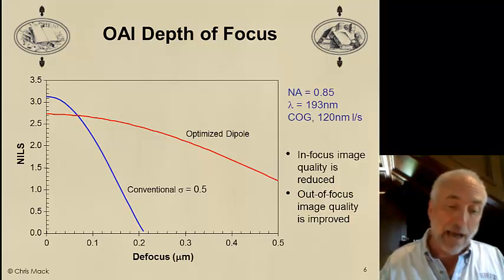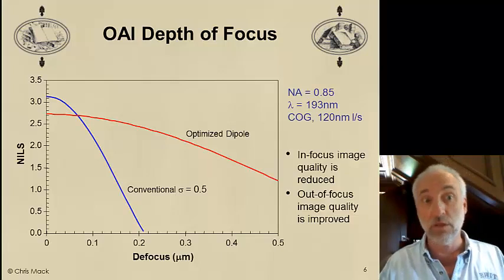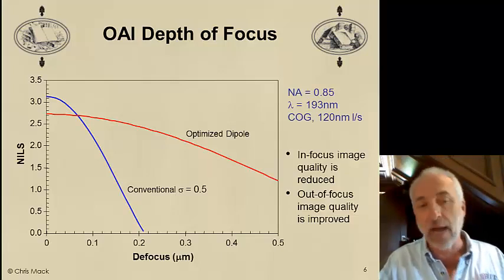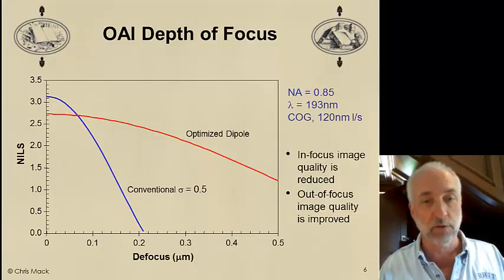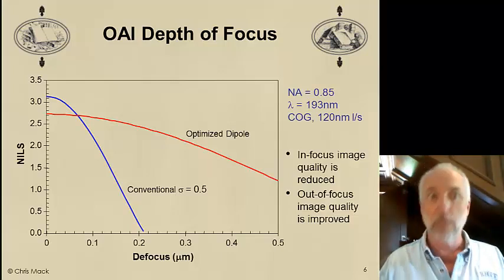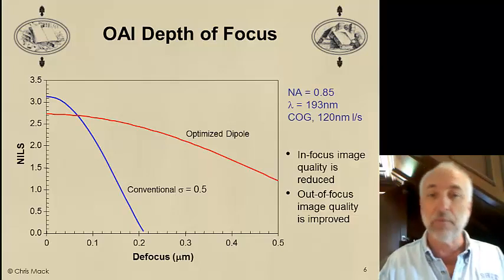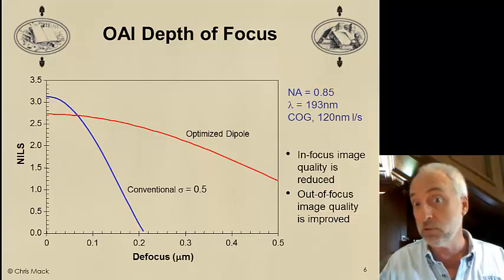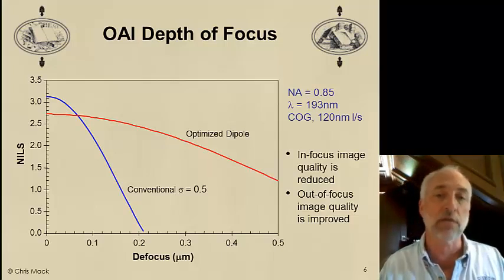So now the trade-off is very different than what we thought before. Now I'm not just getting higher resolution. I'm getting higher resolution with improved depth of focus, which is really what we want. Printing small features that have very low depth of focus may not be a big advantage for us, but printing small features with big depth of focus, that's fabulous. This is exactly what we want in lithography.